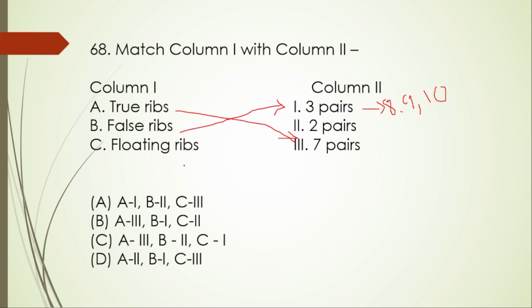And then C, floating ribs. It is having 2 pairs. The last 2 pairs, which I can write here, that is 11th and 12th one, are called floating ribs, because they have no ventral attachment to the sternum. So here A is 3, B is 1 and then C is 2. So the right option is option B.